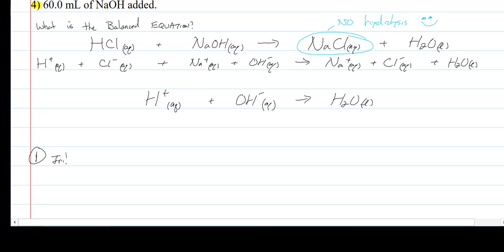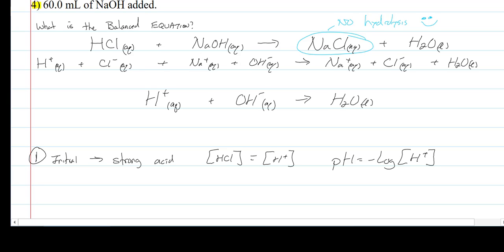Number 1, the initial. I have a strong acid. So the concentration of HCl is the concentration of H+. And the pH is negative log of H plus or H3O plus. So pH equals negative log of that concentration, 0.1 molar. So the pH is 1.